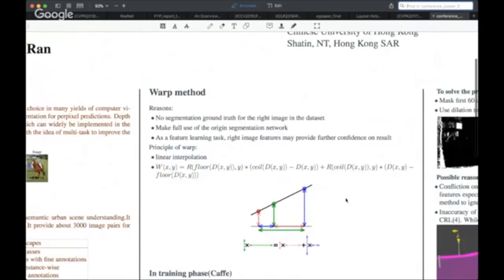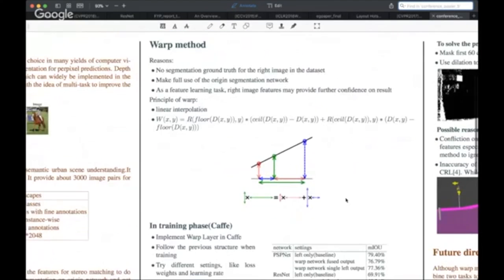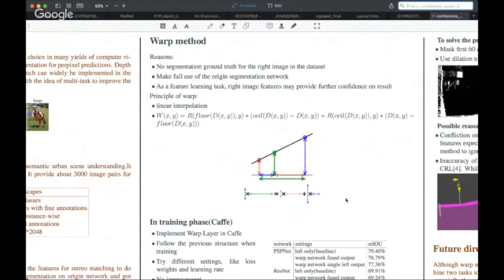Here are the details about the warp method. There are 3 reasons we use warp. The first is that there is no segmentation ground truth for the right image in the dataset. The second is that we want to make full use of the original segmentation network, including the network structure and the pretrained weights. And the third is that, as a feature learning task, the right image features may provide further confidence on the fused result.